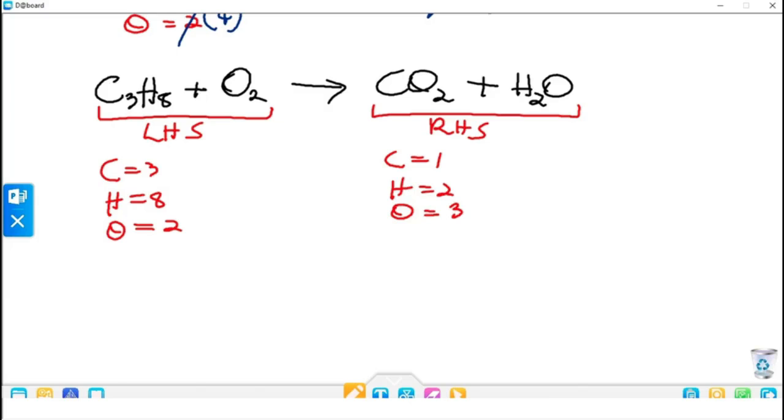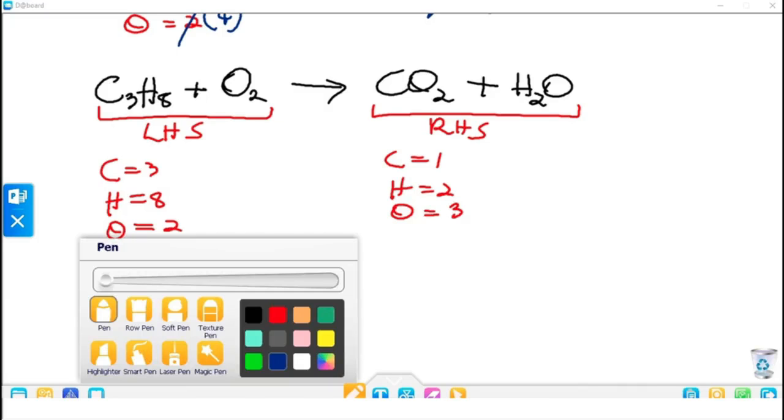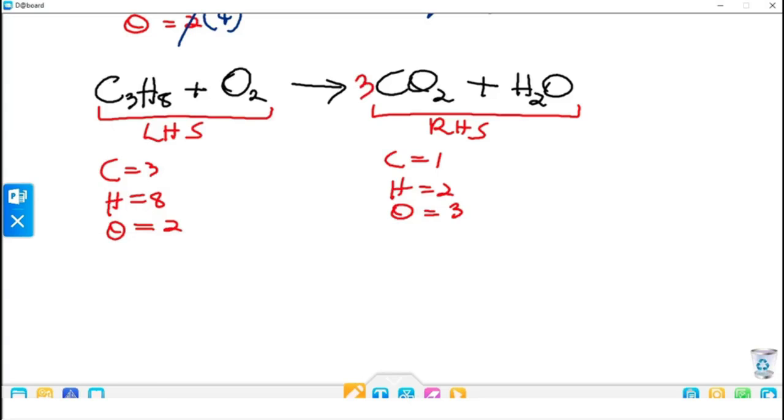Since carbon is 3 at the left but 1 at the right, that can lead us to place 3 in front of CO2. Placing 3 in front of CO2 has made our carbon become 3. Please recall that we should not try balancing any equation with a subscript.